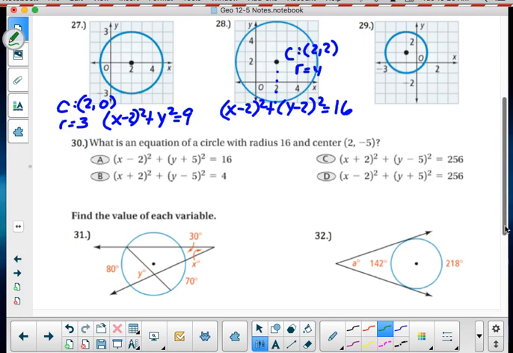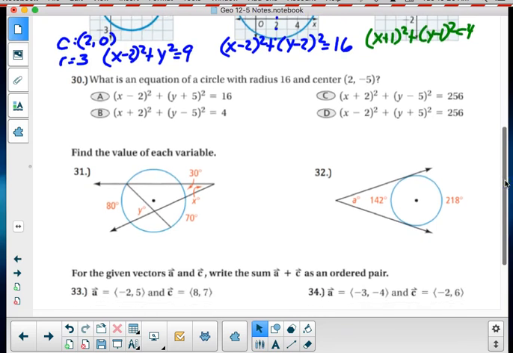My last one here, everything's going up by 1, so it's negative 1, my center. So I've got x plus 1 squared plus y minus 1 squared. Remember, my radius here is 2, so that equals 4.